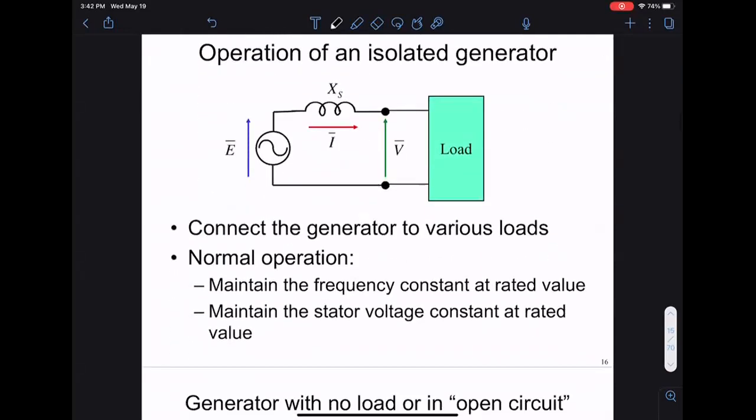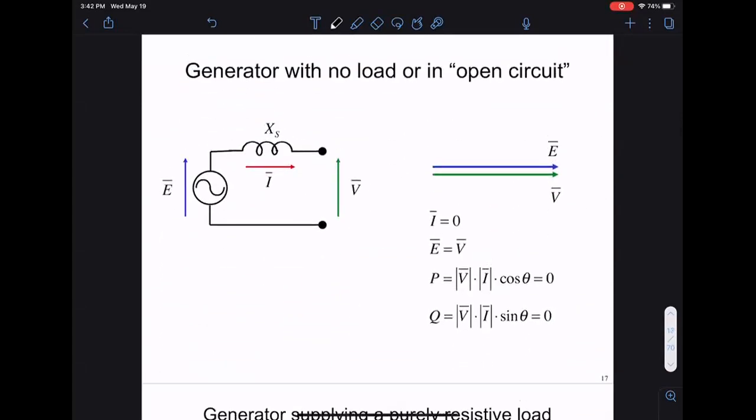So when we connect this to the load, as we said before, it has 2 jobs: keep the frequency constant and keep the voltage constant. That's what the generator wants to do. You want it to appear as an ideal voltage source to the load. Now it's just a standard calculation of what happens when you are in open circuit, what happens when you have a resistive load, inductive load, capacitive load, or a mixed load.